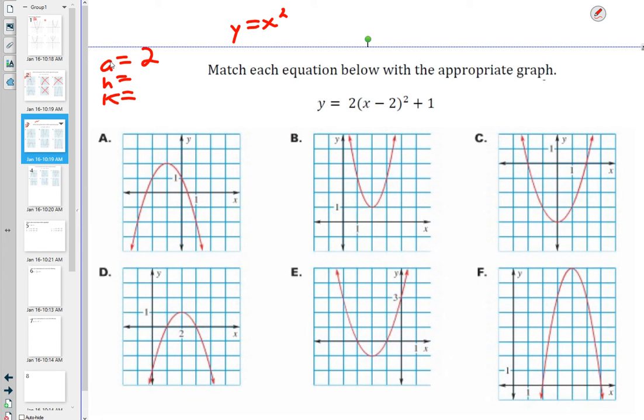How about H? What's H? 2 and 1. We also know because A is positive that we're going to be facing up. So in this case, it cannot be B, it cannot be A, it can't be F. It has to be facing up. You don't need to worry about the stretch part because the vertex takes care of it. And that is also the case here. Which one of these is facing up with a vertex at 2, 1? These are the ones missed the most.